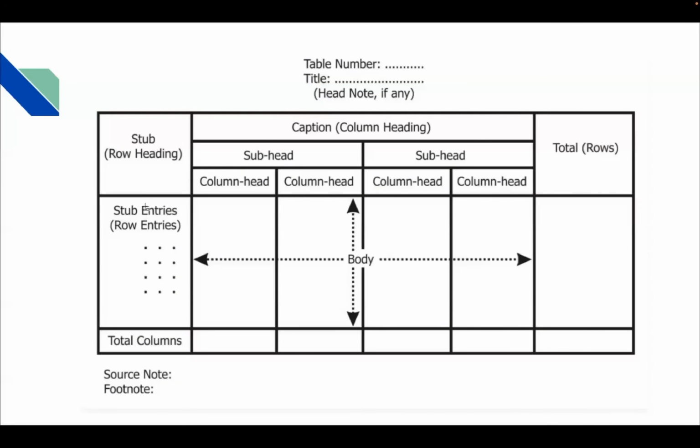So now who can tell me what can be on this other side under stub entries? Stub entries, row entries. I just need 5 and we'll move on.